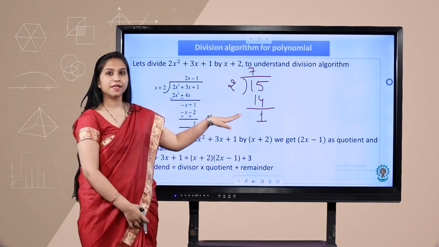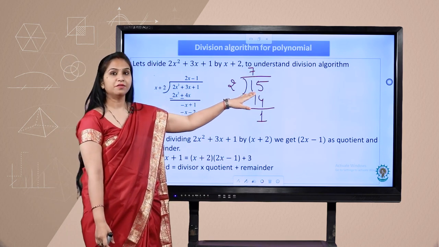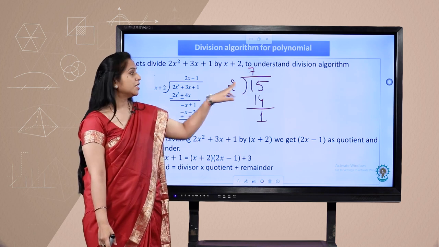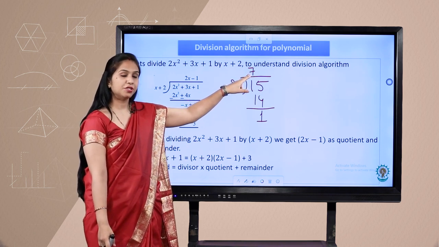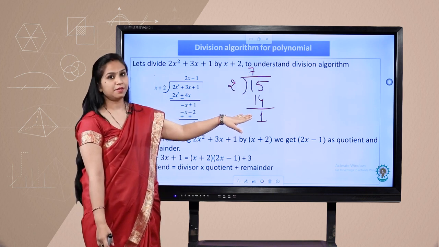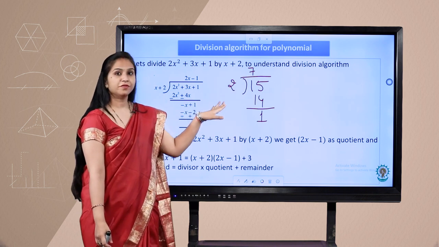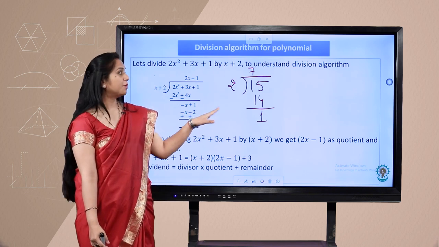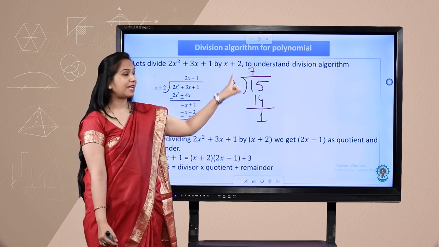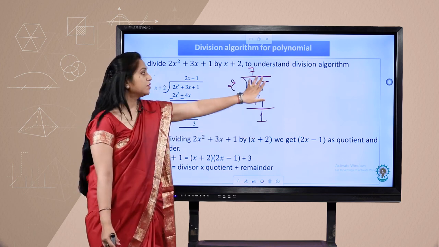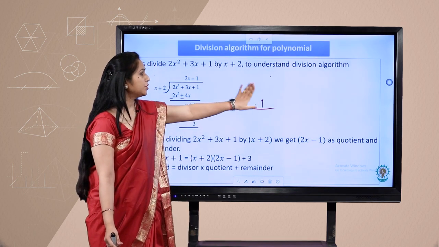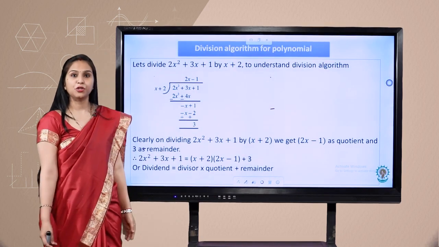Children, here in this case, we know 15 is the dividend, 2 is the divisor, the 7 which we get here is the quotient, and 1 is the remainder. So we can also write 15 as the product of 2 into 7, that is 14, and to that we will add our remainder. Now the same concept we are going to use in our given polynomials.